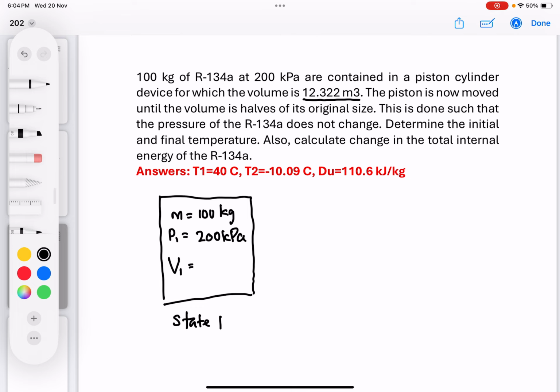V1 equals 12.322 meter to the power of 3. And then the piston is moved until the volume is half. So this is the process.